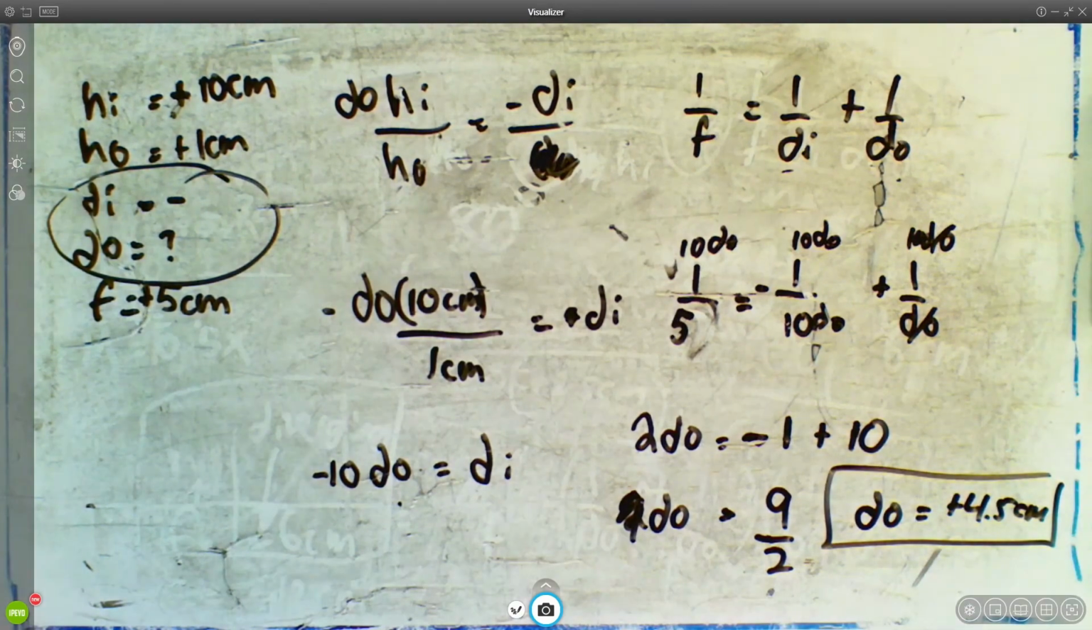Right. And that makes sense because we have a converging mirror. We're inside of F. That's all good. And that's what we're trying to find. Where should a 1 centimeter object be placed to get 10 times magnification? It would want to be placed at 4.5 centimeters. That is our answer.